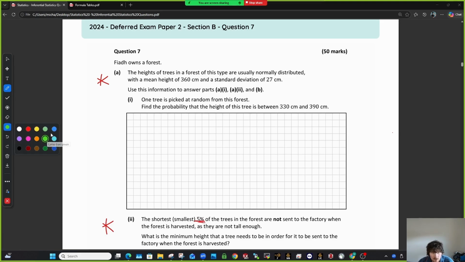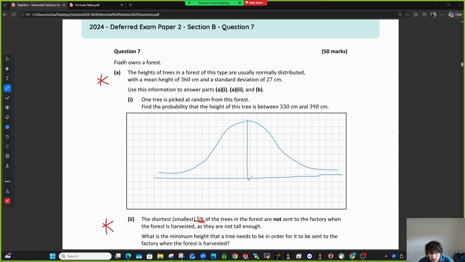Okay, so what we've got to do here is a bit of a diagram for ourselves. You've got to get good at sketching these bell curves. Put the 0 in the middle. And now there is some unknown Z-score that we're looking for. And this unknown Z-score has a 5% area below it. So that area there is 5%. That'll be whatever they tell you in the question. If it was 17% of trees don't get sent to the factory, this will be 17%. So we're looking for the Z-score that has 5% of the area below it.